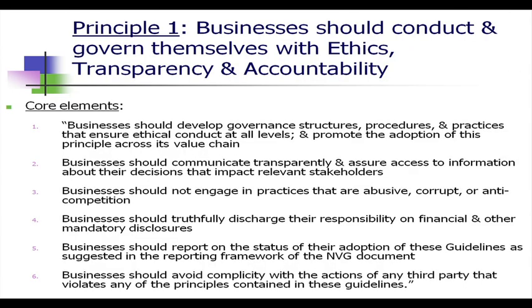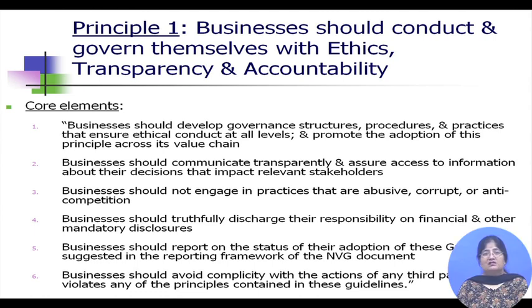Now the core elements. I know this seems too clustered, so I will just read these. For principle 1, the 6 core elements are: businesses should develop governance structures, procedures and practices that ensure ethical conduct at all levels and promote the adoption of the principle across its value chain. Businesses should communicate transparently and assure access to information about their decisions that impact relevant stakeholders.